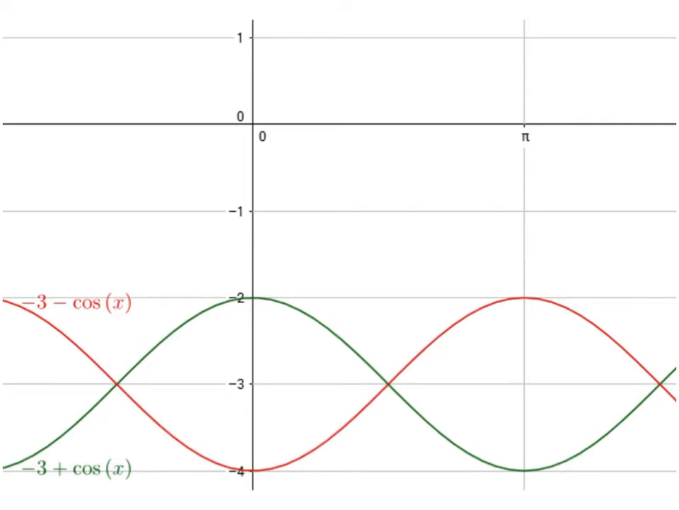And here our green graph is the graph of y equals minus 3 plus cos of x. And we see the midway line is minus 3 because we have a minus 3 in front. And the red graph is the curve of y equals minus 3 minus cos of x. So it is the green curve, but it's been reflected in the midway line, which is y equals minus 3.